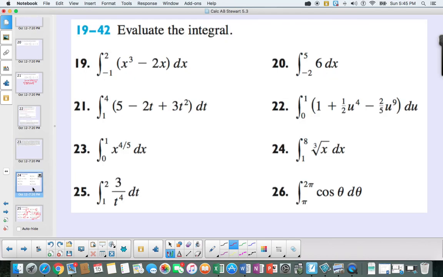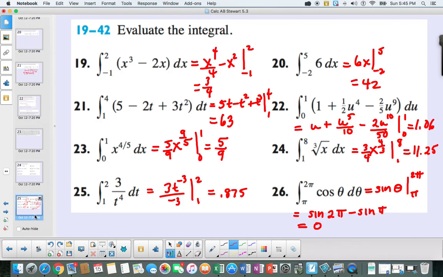All right, it's your turn to evaluate the integral. Go ahead and stop the screencast, take a look at these problems, and then check your work. And here are the answers.